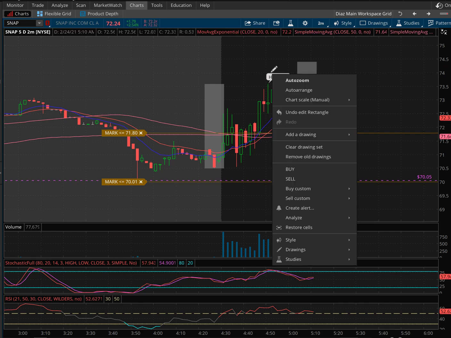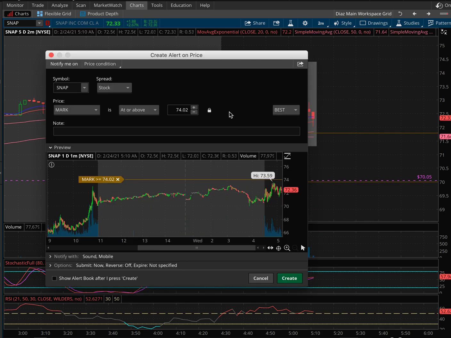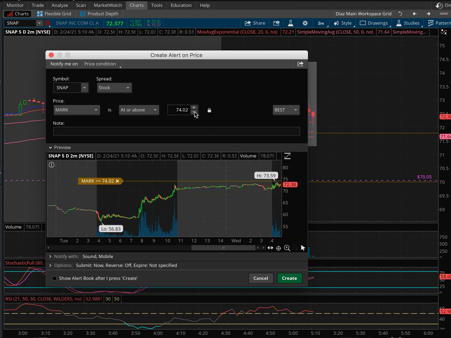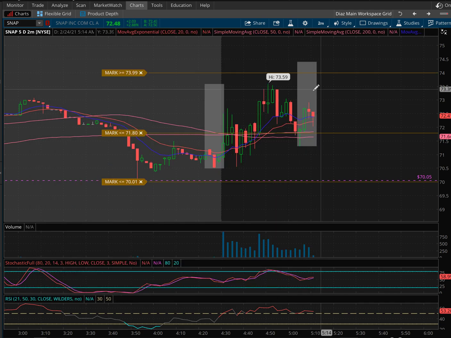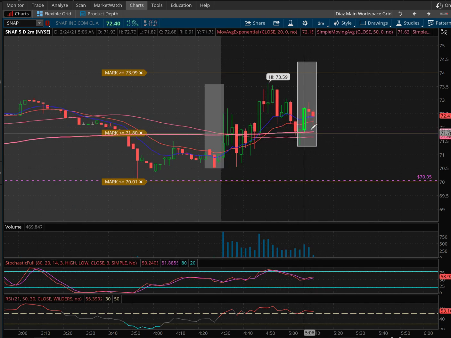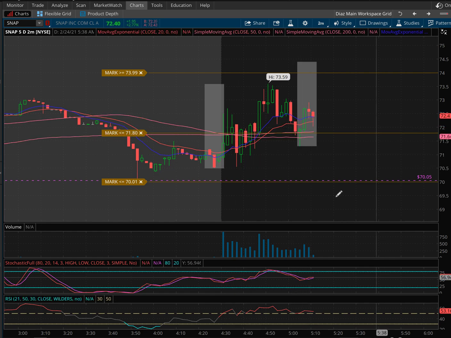So I'm going to go ahead and set an alarm at my price target, which is 74. So we'll go ahead and do create alert, at or above 74. We'll do 73.99. So I'm going to get an alert. I also have an alert here to let me know if it goes below this moving average. This is kind of acting as a support.